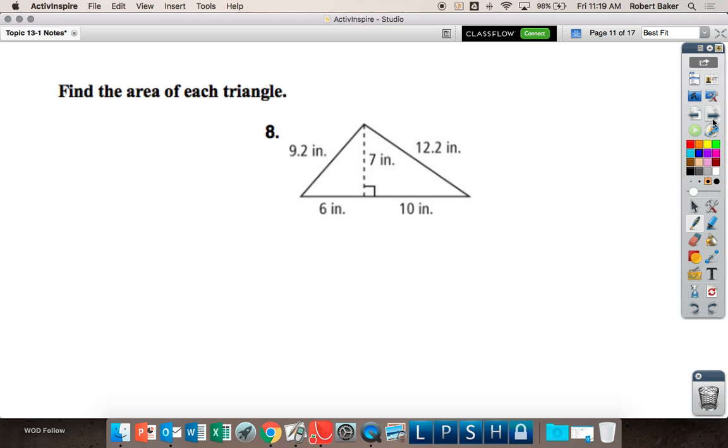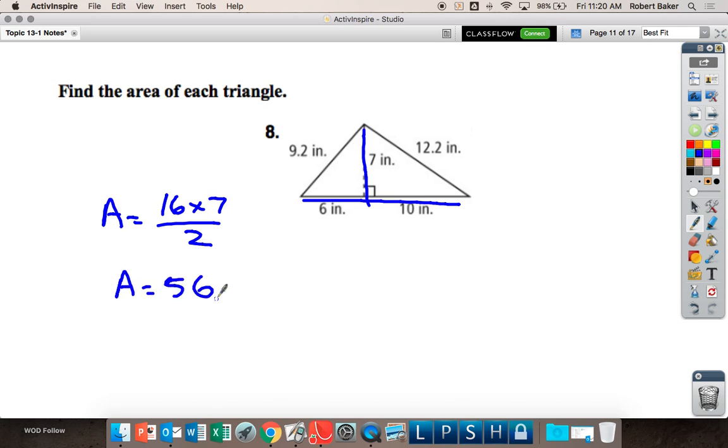So how long is the base? 16 inches. How long is the height? 7 inches. So using this base and its corresponding height, you can solve for the area of that triangle. Eight times 7 is 56. Good job. Squared. 56 square inches.